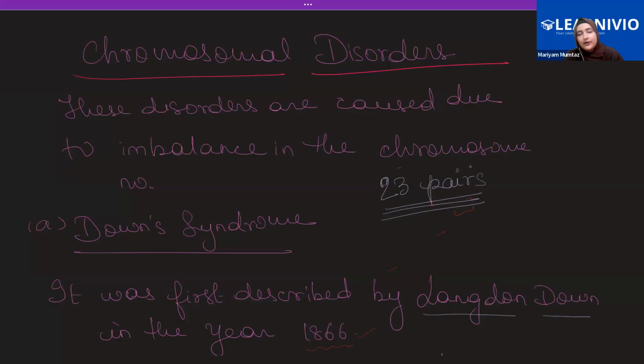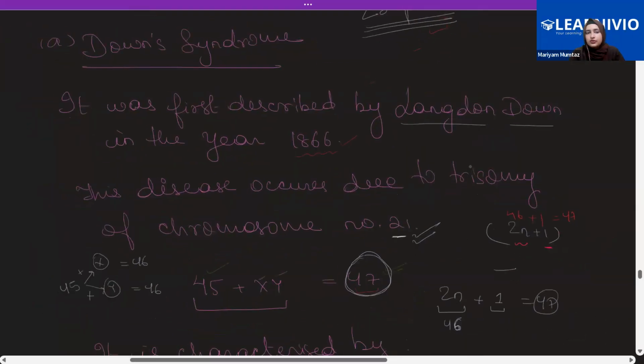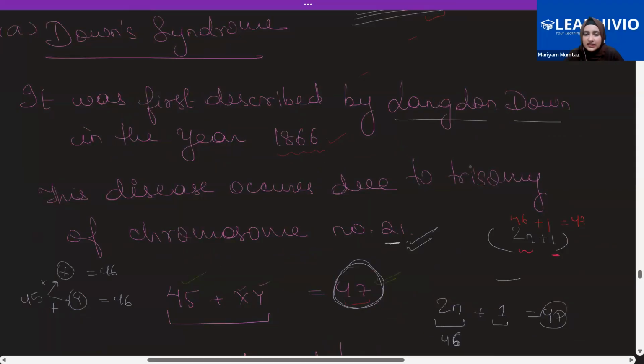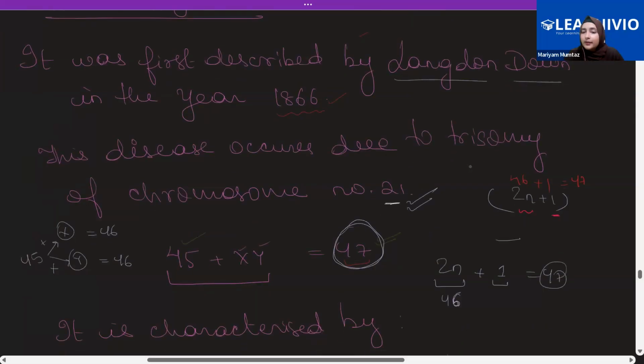I said, do you remember how I explained that chromosomal disorders would be mainly because of faulty fertilization, like an abnormal sperm fused with a normal egg or an abnormal egg fused with a normal sperm. So the first disease under that is Down syndrome. This disease was first described by Langdon Down in the year 1866. And this is the trisomy of chromosome number 21, meaning at chromosome number 21 there is an extra chromosome.